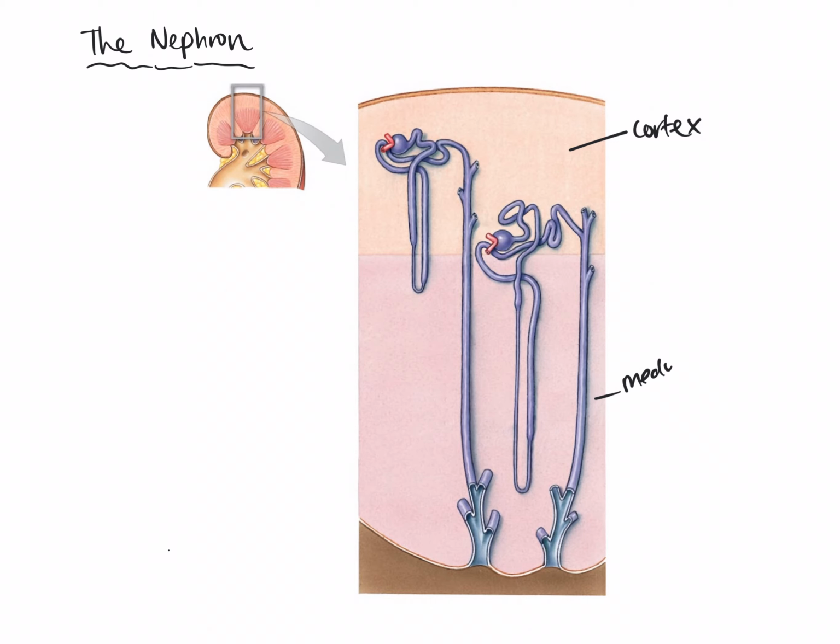In particular, let's go through some of the basic structures of the nephron before we move into the next slide. So we start with the renal corpuscle in the cortex. The renal corpuscle is made up of a ball of capillaries, or a tuft of capillaries, called the glomerulus, and it's surrounded by the Bowman's capsule. And then from there we lead into the renal tubules.